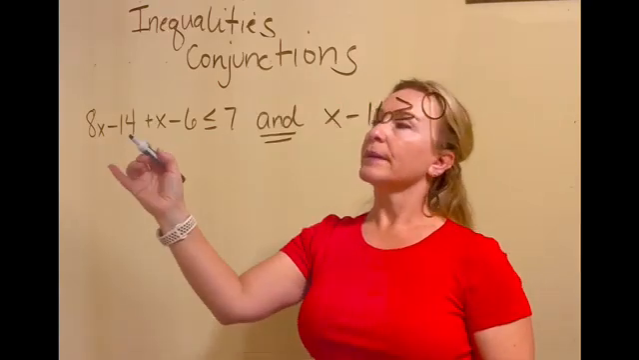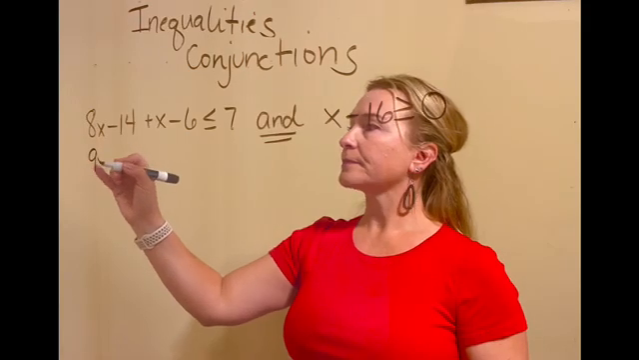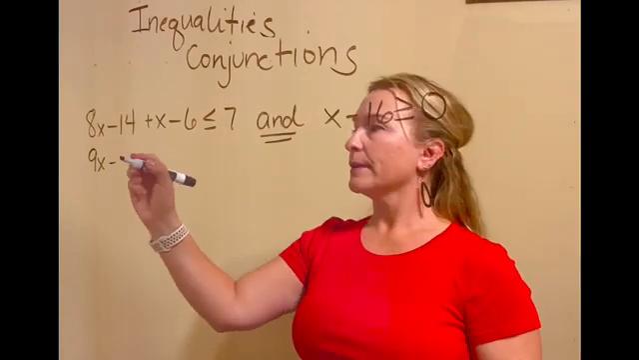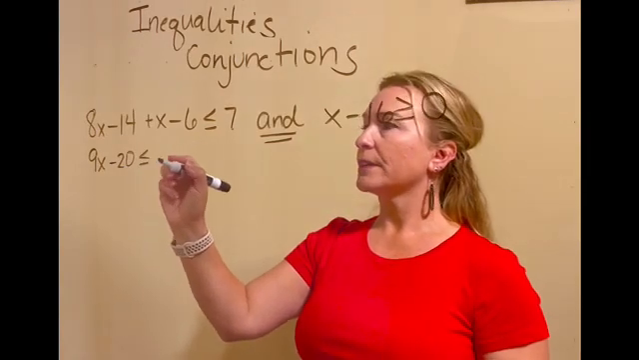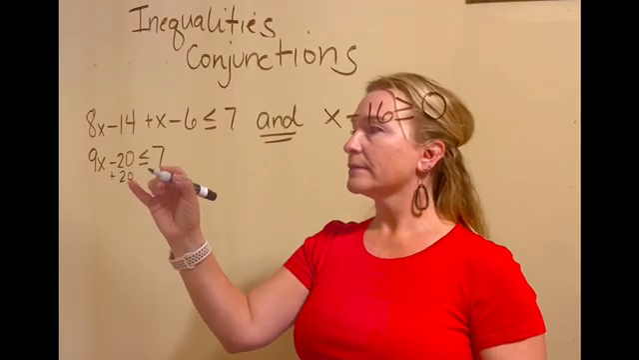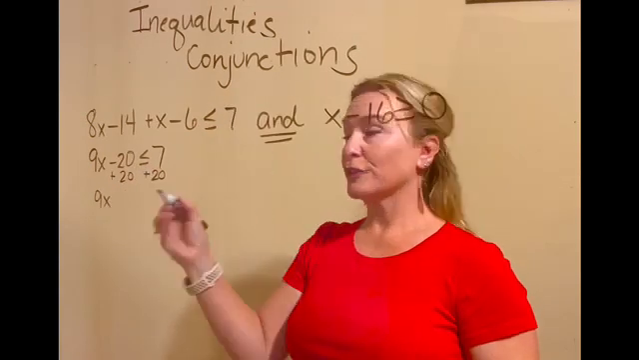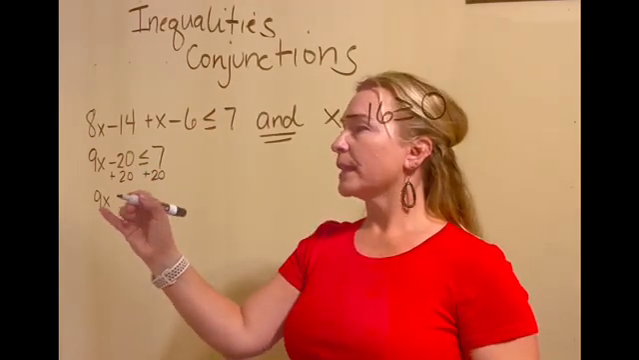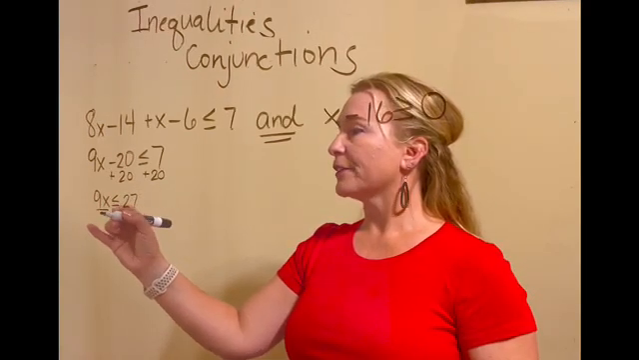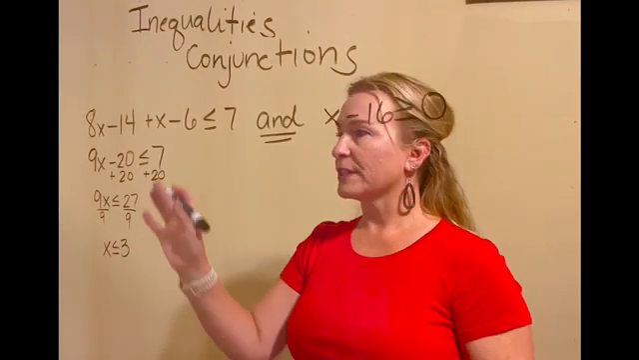So right off the bat, I'm going to jump in and collect like terms. So 8x plus x is 9x. We have a negative 14 and a negative 6, which are negative 20. And those are less than or equal to 7. I'm just going to continue with this one here. Add the 20. I'm going to go just a little bit quick for this so we can get to the conjunction part of it. But it's really important that you isolate your x before you try to graph any of that. You will not get very far otherwise. So x is less than or equal to 3 for this particular section.